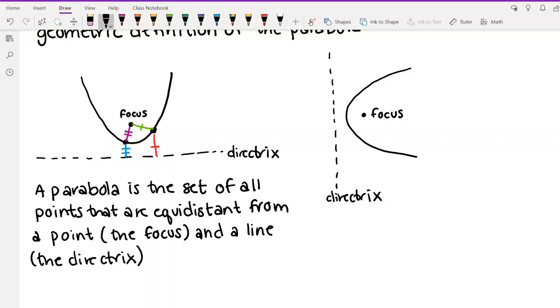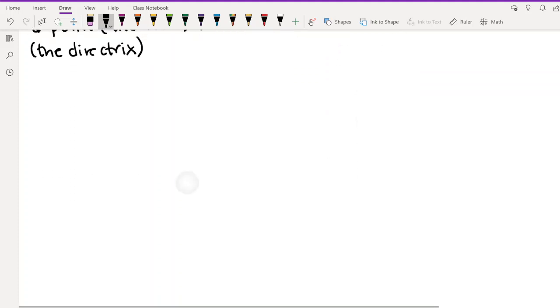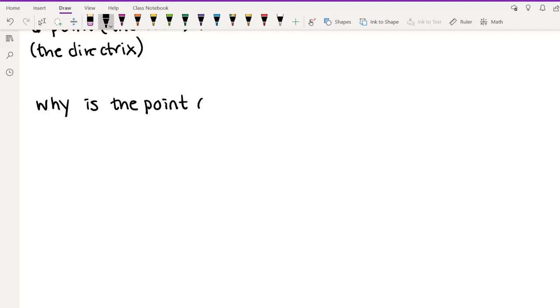I do though want to talk about why it is called the focus, because I think it's actually kind of interesting. This is getting a little bit into application. So why is that special point called the focus?